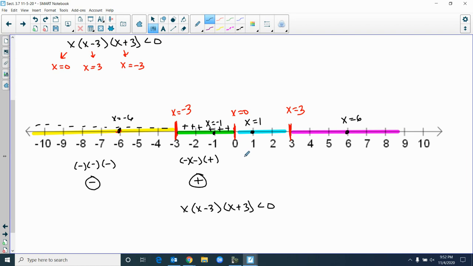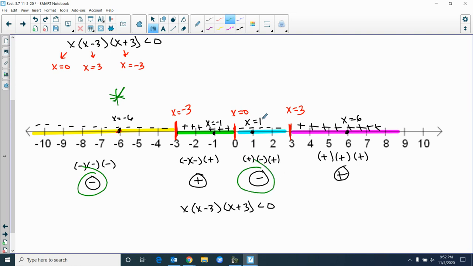Plug in 1. 1 minus 3 is negative. 1 plus 3 is positive. 2 positives and a negative will give me a negative. And then plug in 6. I get a positive. 6 minus 3 is a positive, and 6 plus 3 is a positive. 3 positives will stay positive. And where do we want it? We want to know where it's less than 0. Less than 0 is when it's negative. And so these two intervals will work.